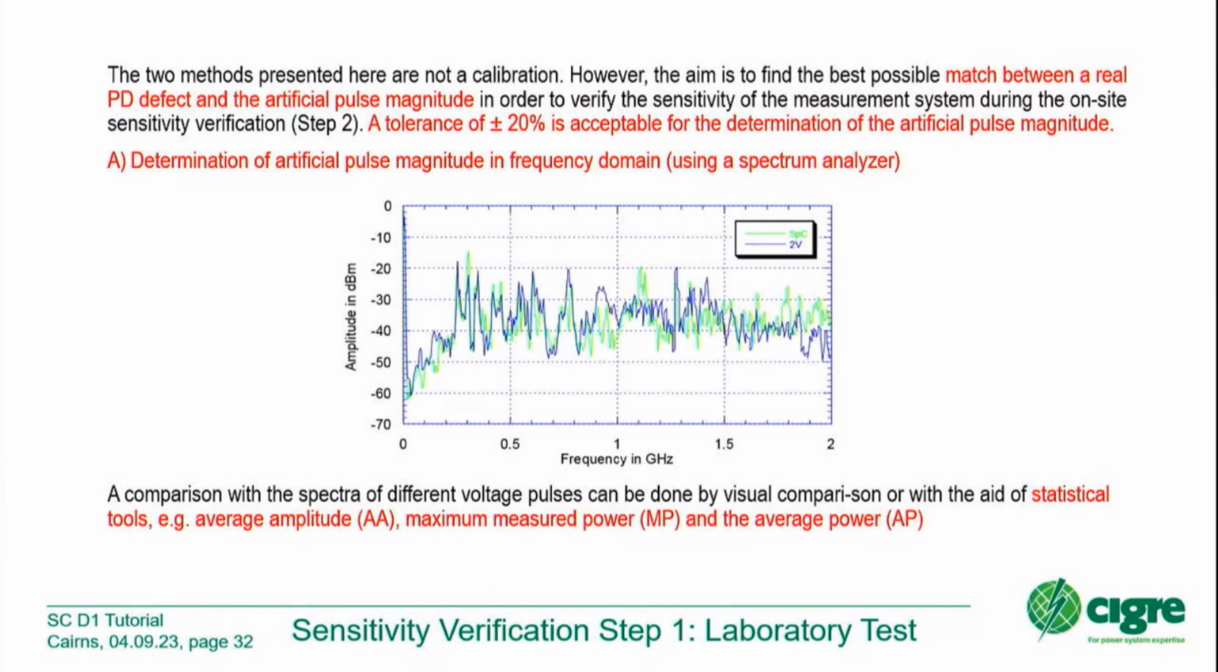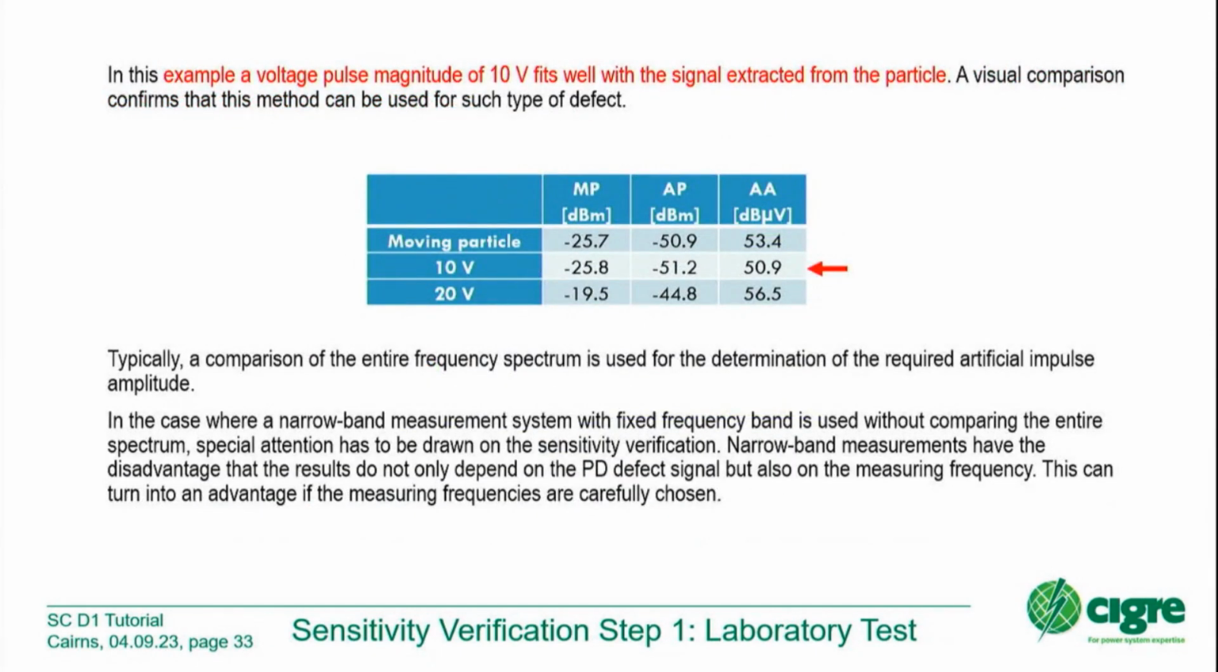So this was also clarified in the technical brochure: how to determine the artificial pulse magnitude. And we agreed, if we are doing this in the frequency domain, we have to go for some statistical tools: average amplitude in the frequency spectra, measure the maximum power or the average power. An example was given where we have these 3 criteria for the moving particle. It shows some numbers, and then we compare the 20 and 10 volt magnitude from the pulse generator.